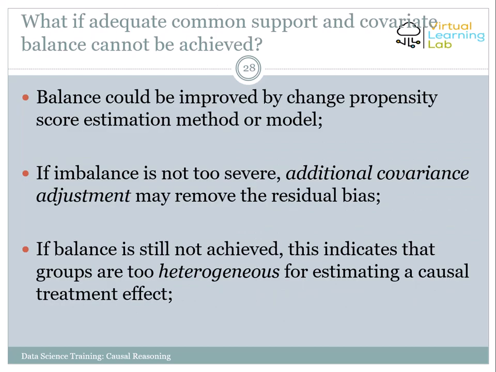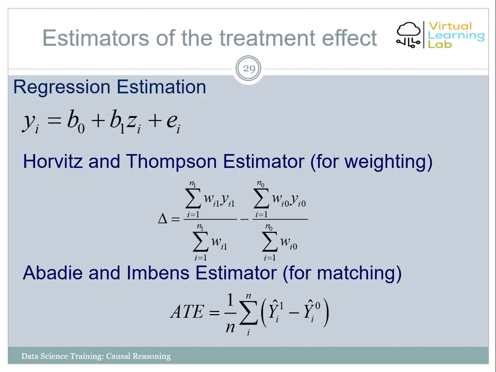Now, if you do not achieve adequate covariate balance, and it's just a few covariates, you can add them to the outcome model, but you can also try changing the propensity score estimation method. Once you achieve adequate covariate balance, the next step is to estimate the treatment effect. There are a variety of ways of estimating.